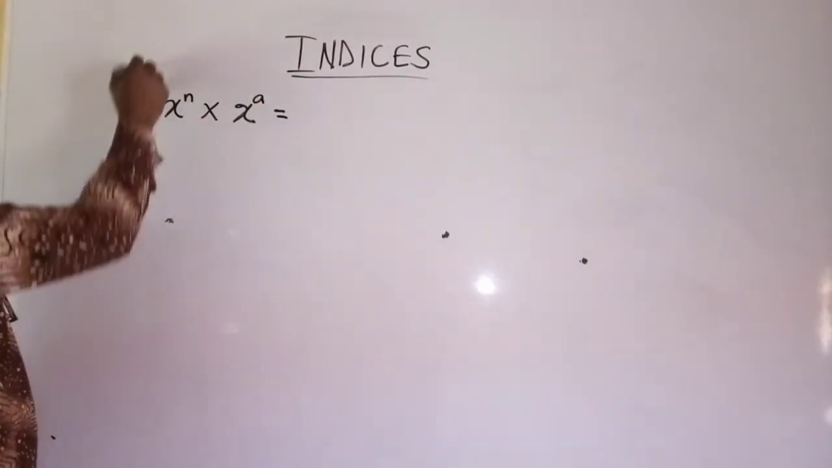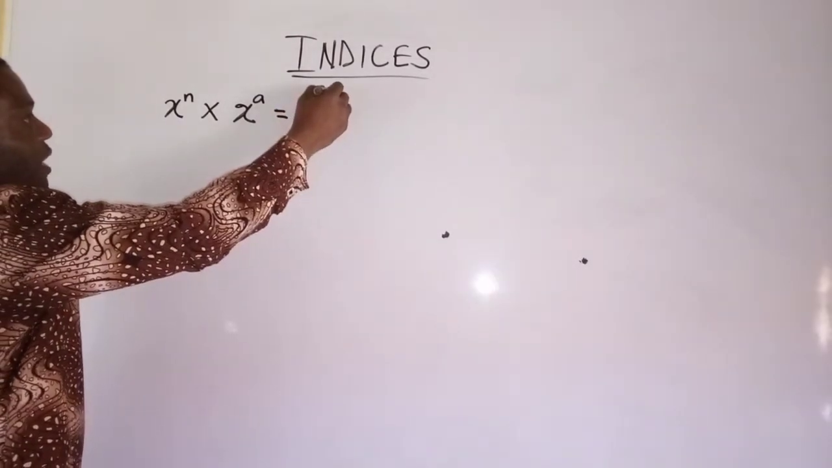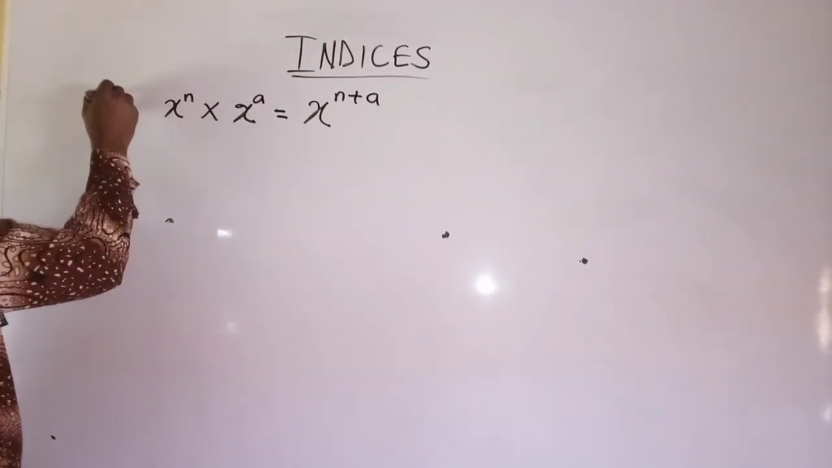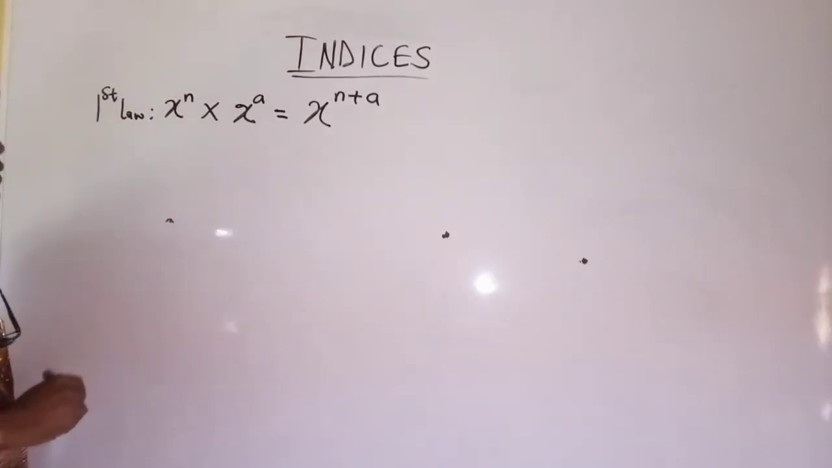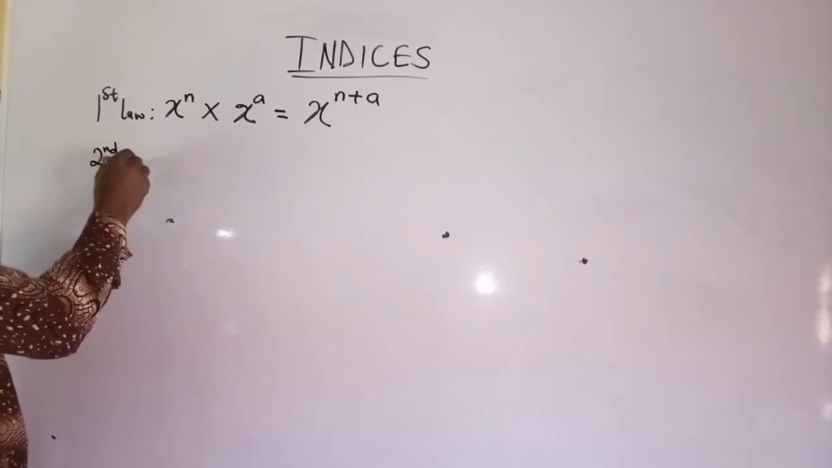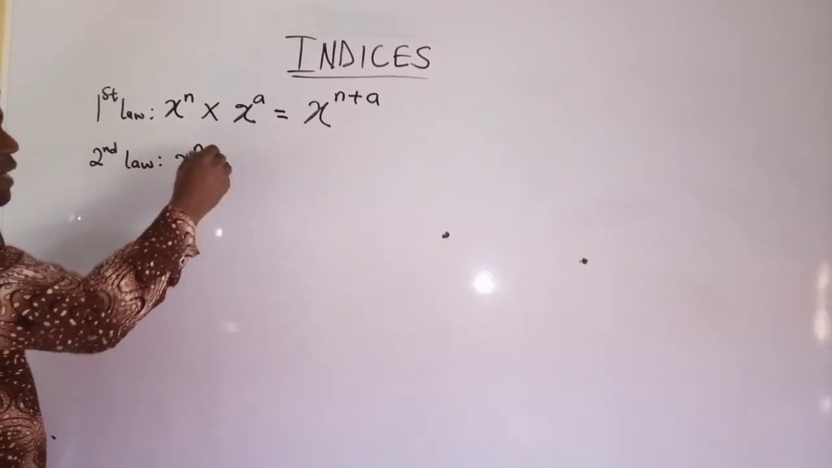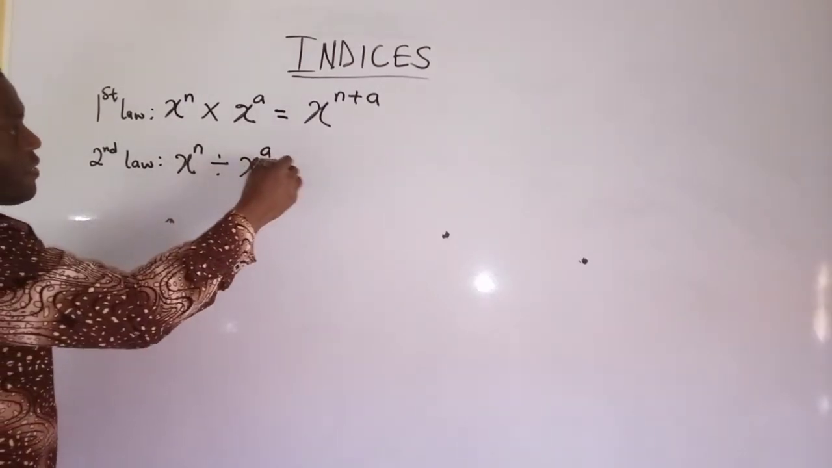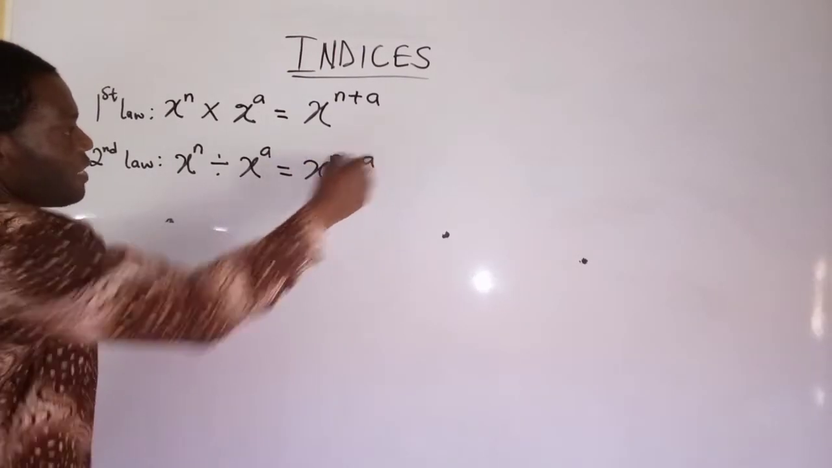Now, this is the first law of indices, and what we have here is n plus a, the first law. The second law of indices: we have x raised to power n divided by x raised to power a equals x raised to power n minus a.